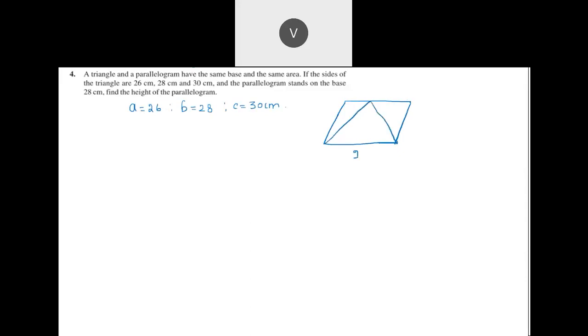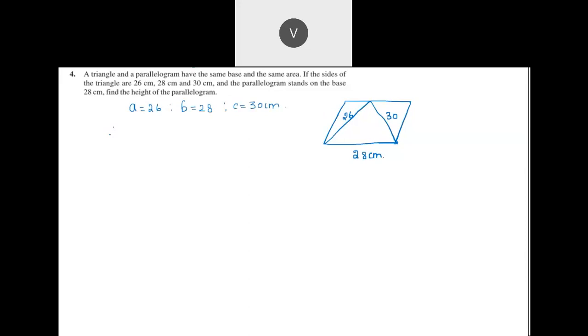See, the base of the triangle is 28 centimeter, and the base of the parallelogram is also 28 centimeter. The other sides are 26 centimeter and 30 centimeter. And what else is given, children? That's it. We need to find the height of the parallelogram.